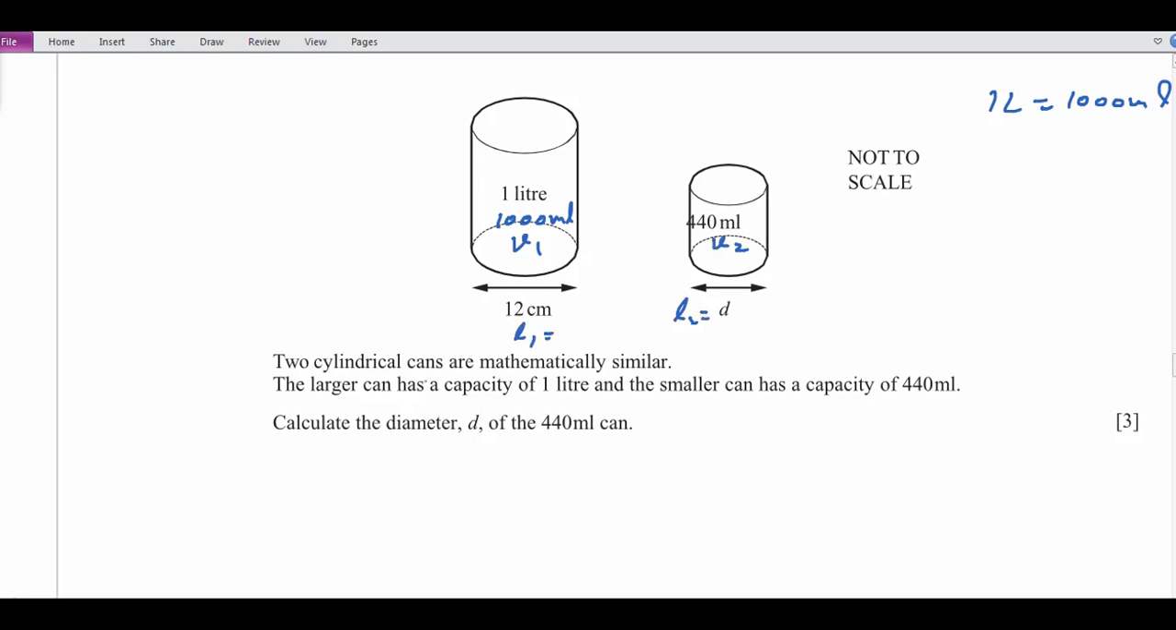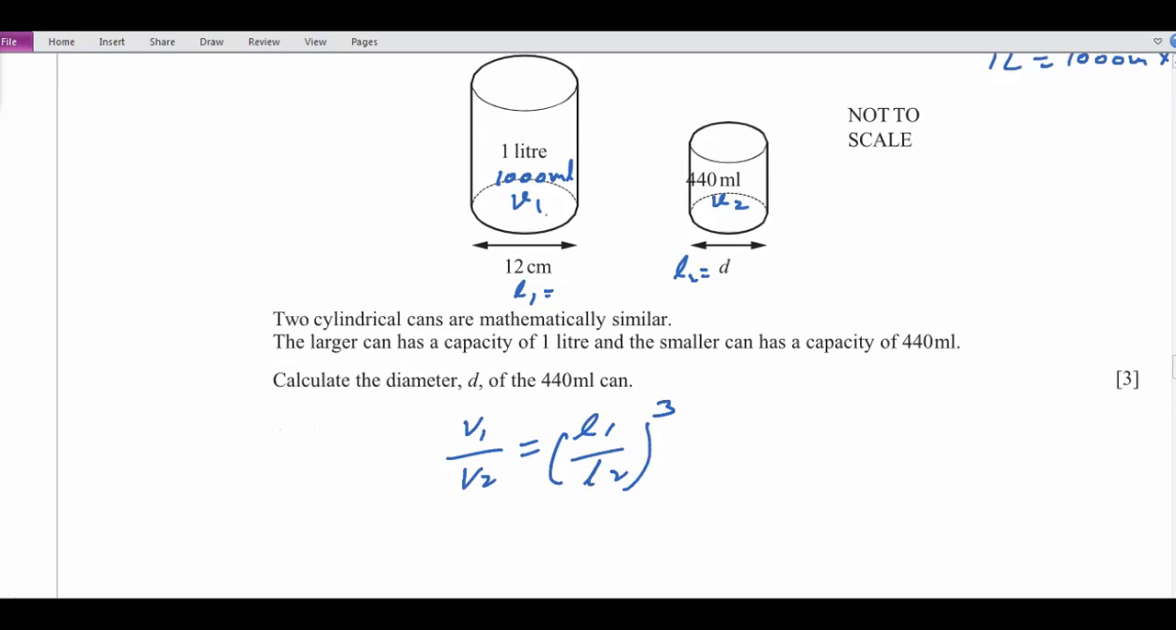So use the formula of the ratio of volume. V1 over V2 equal to L1 over L2 cubed. Now put the known values. V1 is 1000 over V2, which we have to find, or it is given, sorry, it's given as 440, equal to L1, which is 12, over L2, which is D, and its cube.